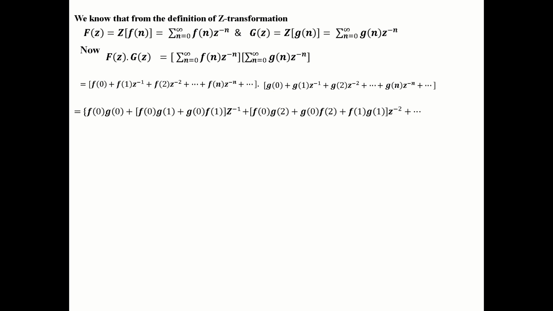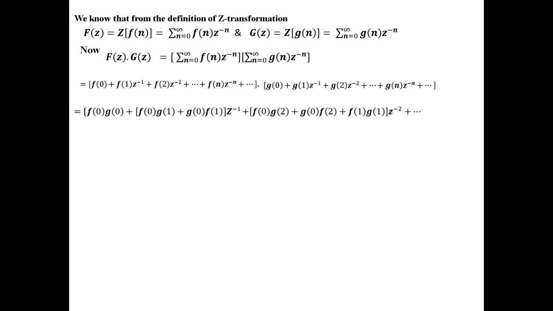Similarly, you take the z power minus 2 terms. In the first bracket, f of 0, the first term. In the second bracket, the third term, g of 2, whose coefficient is z power minus 2. So f of 0 into g of 2 is the first z power minus 2 term. Then similarly, you take the first term in the second bracket, g of 0, and the third term in the first bracket, f of 2: g of 0 into f of 2 into z power minus 2. That is also a z power minus 2 term.